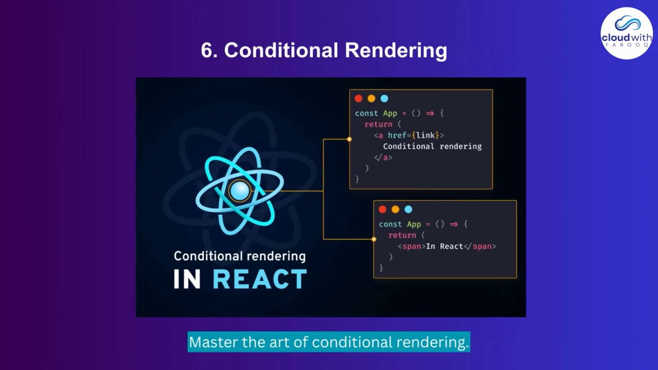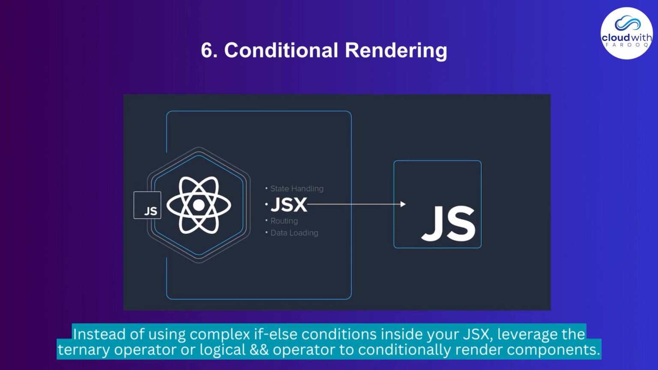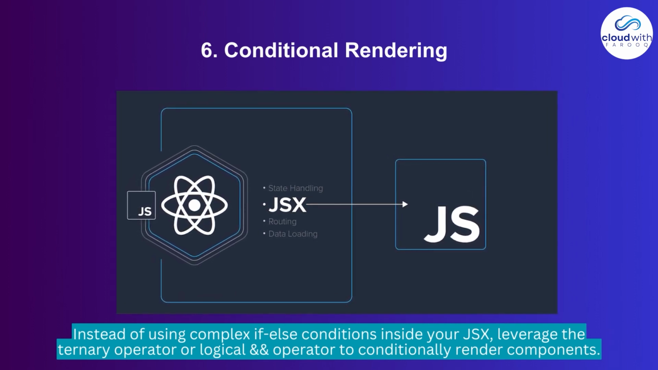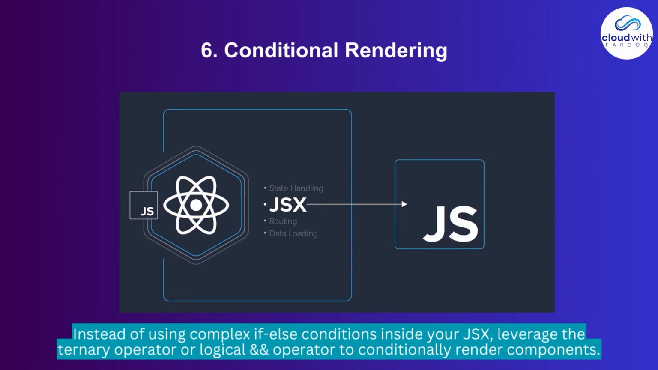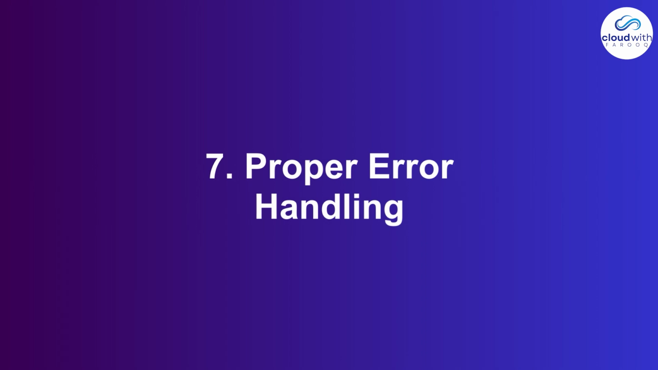Number 6. Conditional rendering. Master the art of conditional rendering. Instead of using complex if-else conditions inside your JSX, leverage the ternary operator or logical AND operator to conditionally render components.